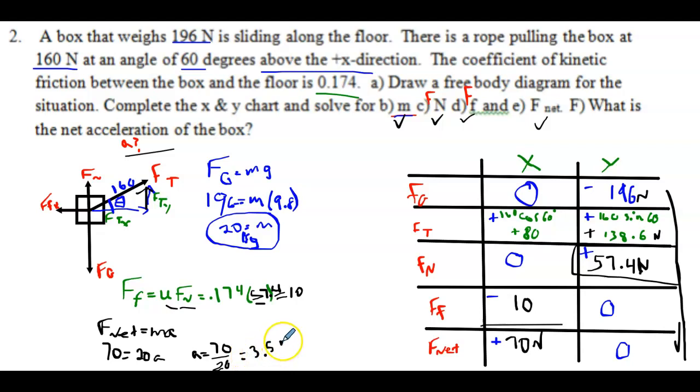So 3.5, that's going to be meters per second squared. And that's going to move to the right. So that is in the positive x direction. That's what that positive indicates there. And this is the positive direction. So that's the answer for your last part there, which is the net acceleration.